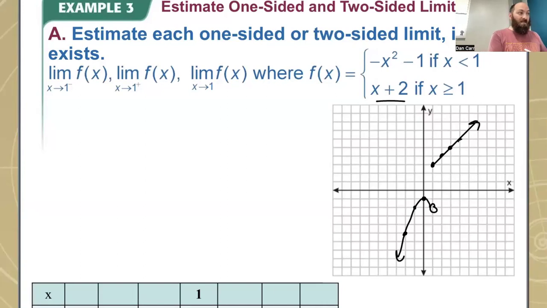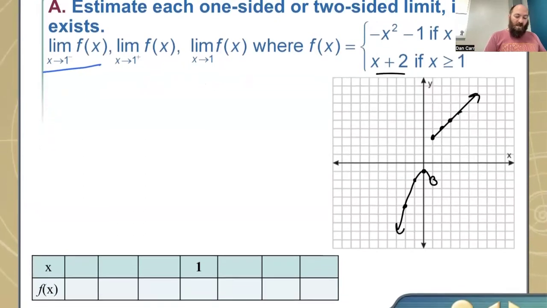If I look at the left-hand side, okay, I'll start with that one. We're going to look at the fact that this is coming from here to here. We can see it graphically. It's approaching this value. If I label it as a point, that is 1, -2. It's approaching the value of -2.